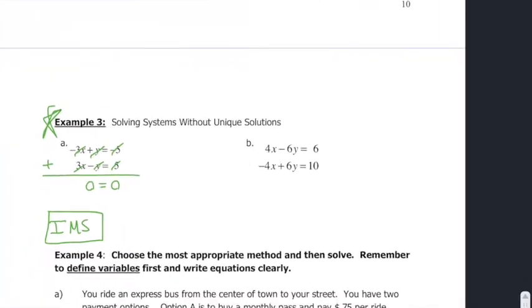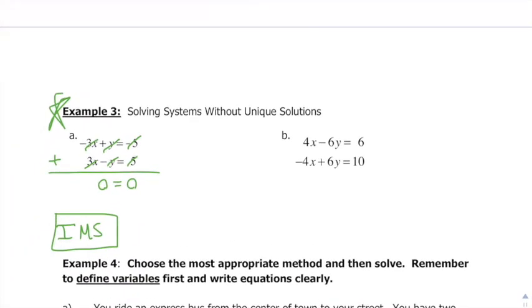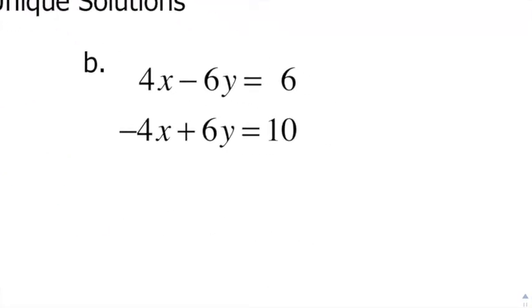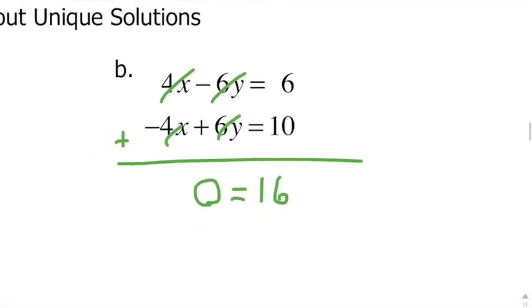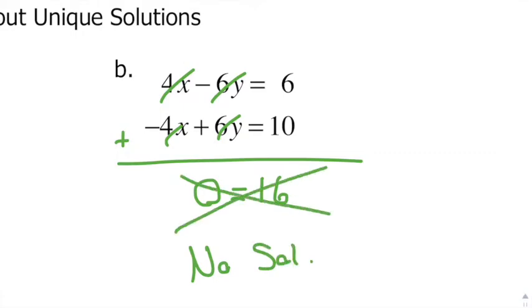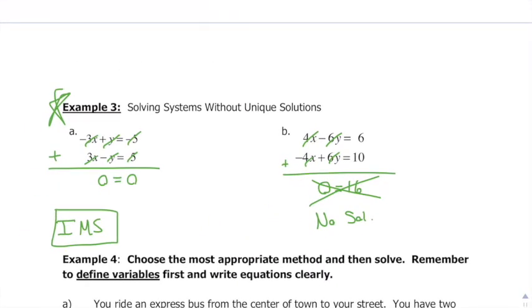Watch out, they will throw those at you every now and then. We're going to see something similar here with this one, except the x's and the y's all cancel out, so you have 0 on that side. But on the right-hand side, you're going to actually have 16. 0 equals 16. If that happens, we say, once again, that there is no solution, because that was a contradiction. You can't have 0 equals 16. So, there you go.